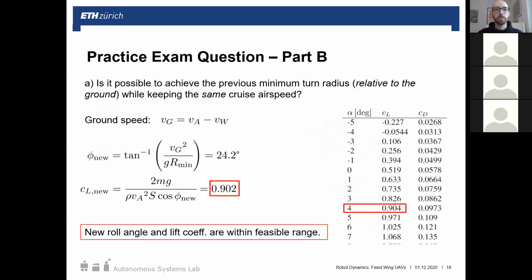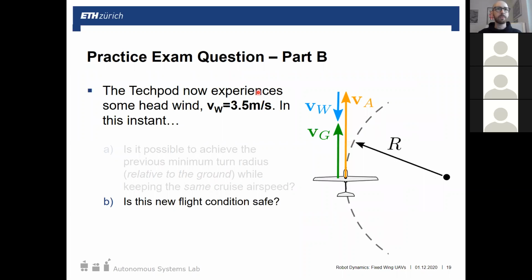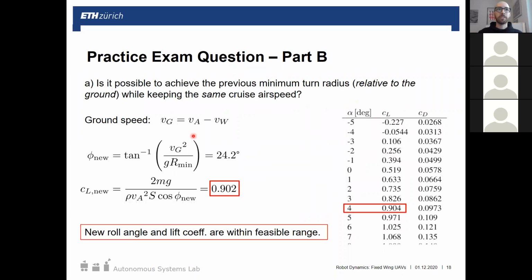So back here, we had our new roll and lift. Back to the question, is it possible? Yes, it's possible because our roll is not anything absurd. 24 degrees is fine, and our lift is still within our range that we can safely fly at.